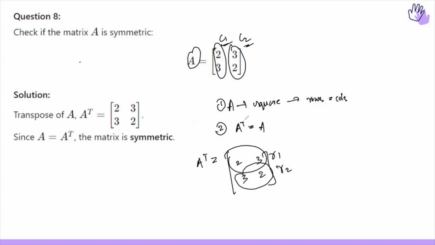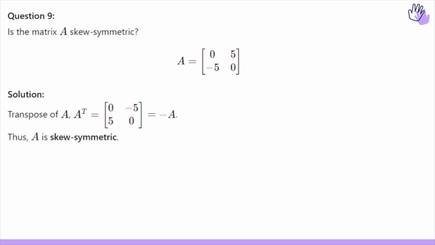If you carefully observe, this is nothing but the same matrix, right? So after doing the transpose operation, you are getting the same matrix as the final answer. Therefore, this is a symmetric matrix. That is how we classify whether a particular matrix is symmetric or not. Coming to the next question.